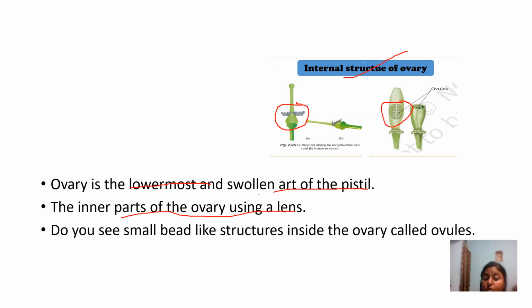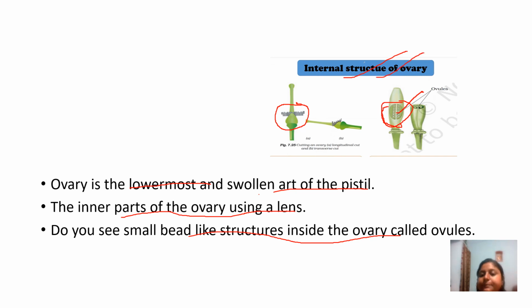Do you see a small bead-like structure inside the ovary, called ovules? Students, in the ovary there is a small bead-like structure. So what is this called? This is called ovules. So this is the inner structure of the ovary.